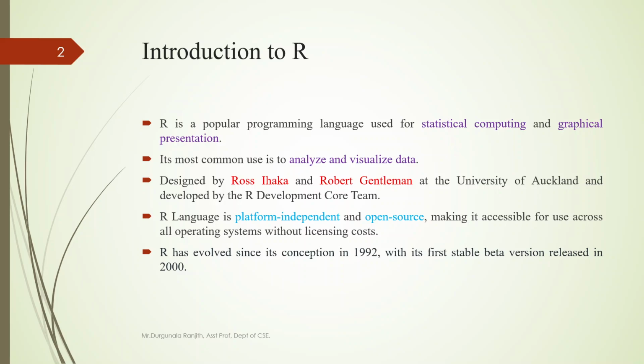And the next one is open source software. So R programming is open source software that we can download from the internet and from the official website of our community, and we can install it on our computers and write the code easily. And it has evolved since its conception in 1992, but its first version was released in the year 2000.